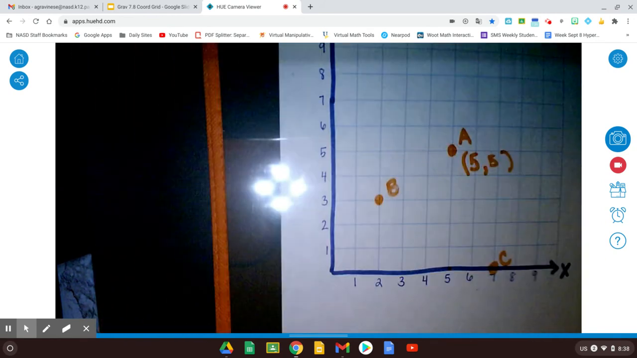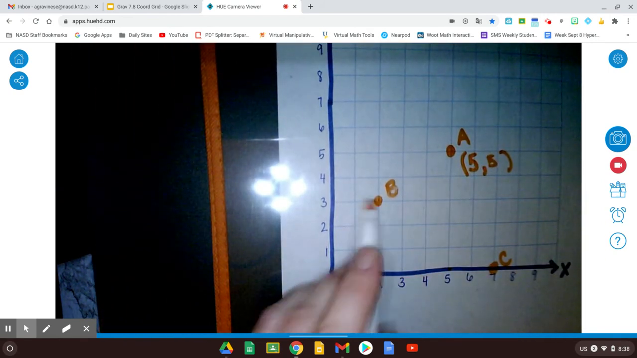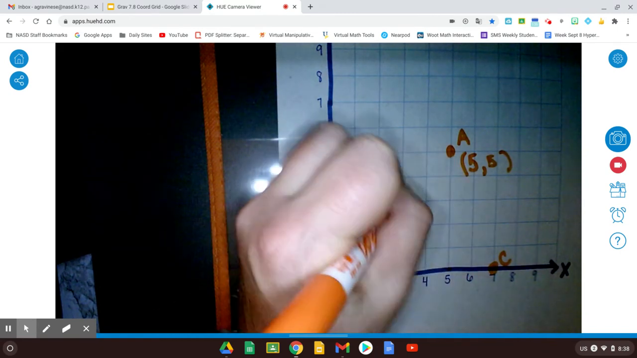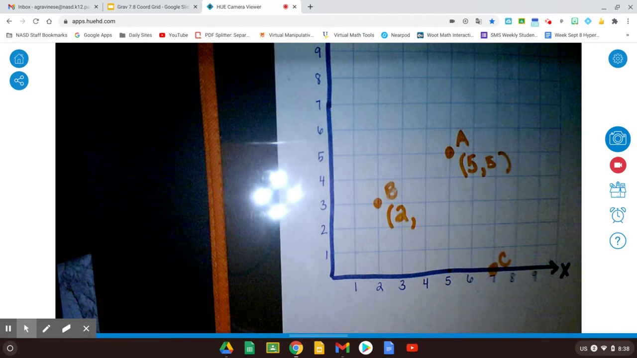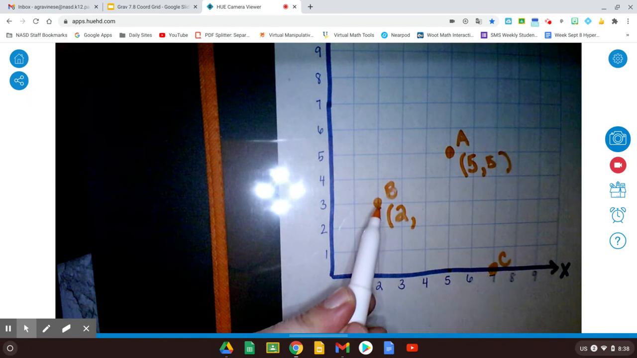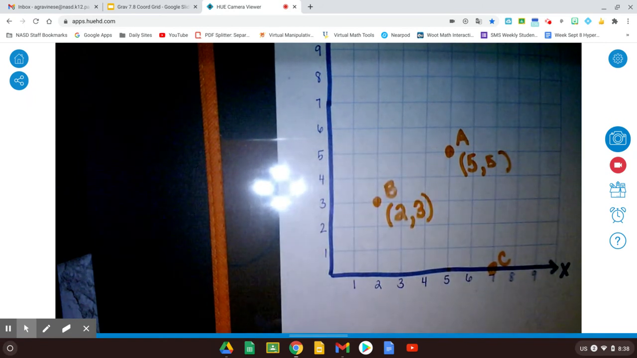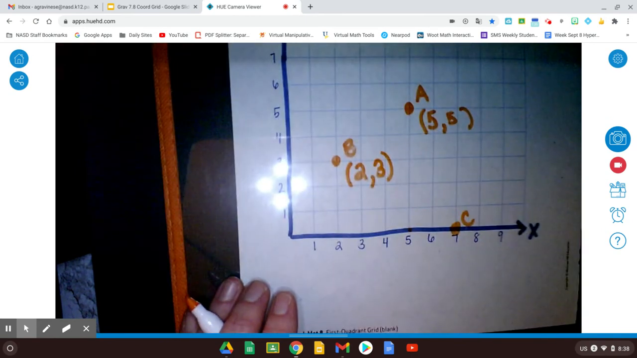All right, now let's look at point B. Start at your origin and how far over to get to point B? Right here. So I went over 2. That's my x coordinate. Now how far up to get to point B? 1, 2, 3. So my ordered pair is 2, 3.